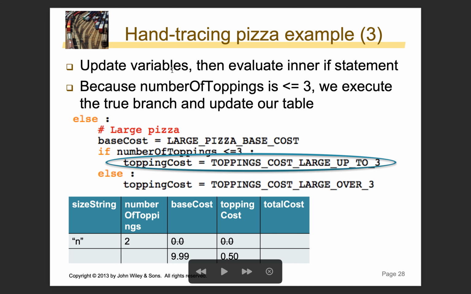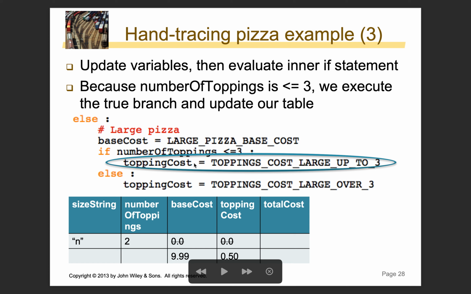Okay, so update the variables, then the inner if, then evaluate the inner if statement. So base topping has gone from 0 to $9.99 because that's how much it costs, and then we go into our next if statement, which says if the number of toppings is less than or equal to 3. Well, our number of toppings is 2, so 2 is less than or equal to 3, which is true.